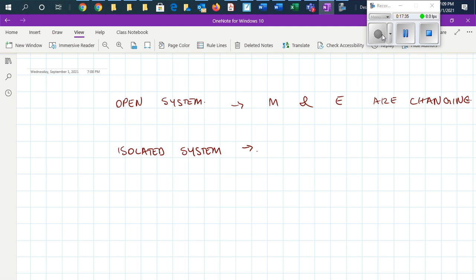And in an isolated system, neither mass nor energy are changed. So mass and energy are fixed, are not changing, are not transferred, are not allowed to transfer.